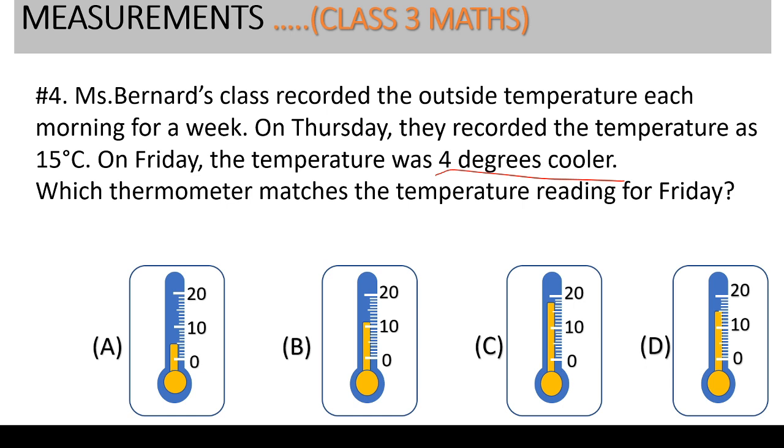Here, the tip to remember is degrees cooler. That means the temperature has reduced. So we need to find the thermometer giving us 15 degrees Celsius minus 4 degrees Celsius, which will be equal to 11 degrees Celsius, because cooler means reduction by 4. Hence, the thermometer which shows 11 degrees Celsius is your option B. Here it is showing the measurement to be 11 degrees Celsius.